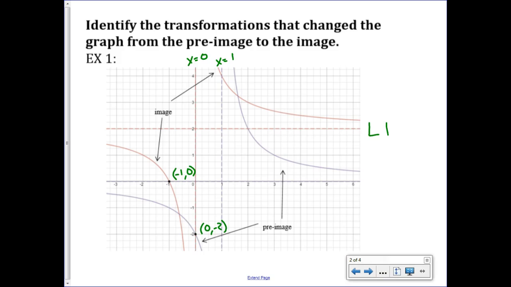And then how far up or down did we move? Again, pre-image is in blue. That's the first point. So I'm at y equals 0. And then the red for the image is at y equals 2. So I have moved up 2. That's all you have to do on this. So left 1, up 2.